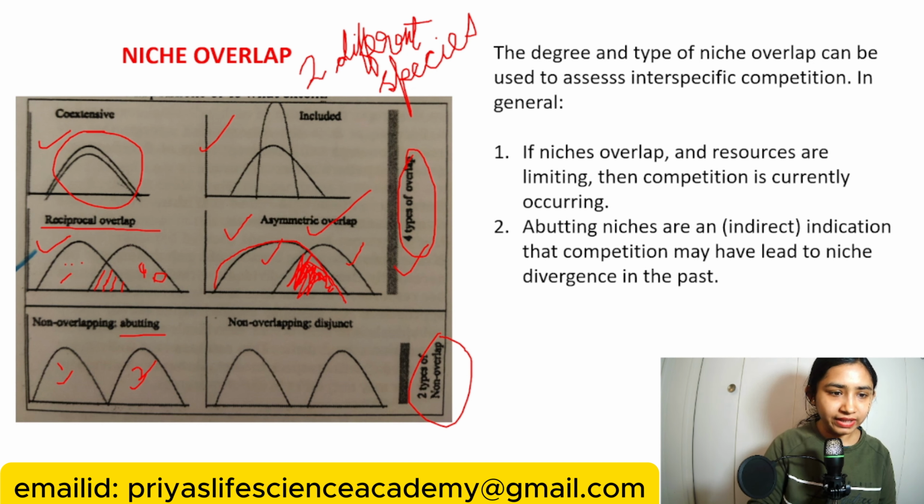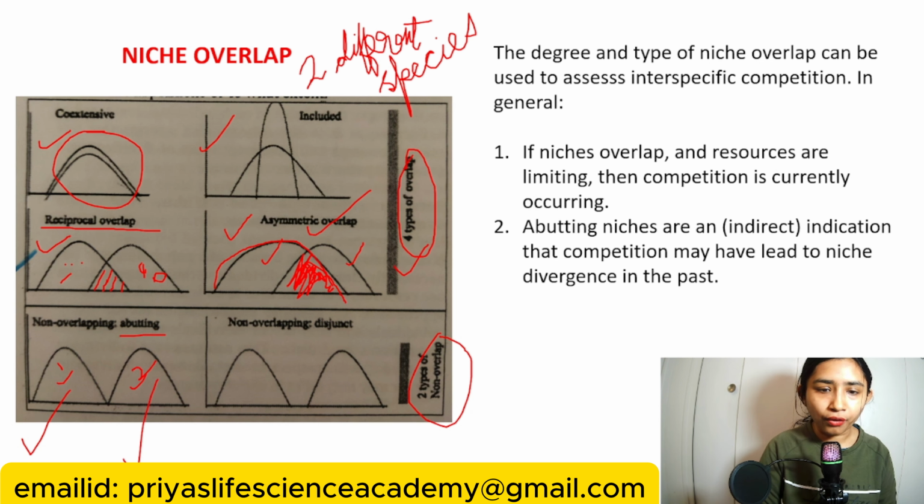Okay, that is known as non-overlapping or abutting niche. For example, one species may dominate in one temperature range and other species may dominate in the higher or lower temperature range. That's different from the species number 1. And number 2 is non-overlapping disjunct.